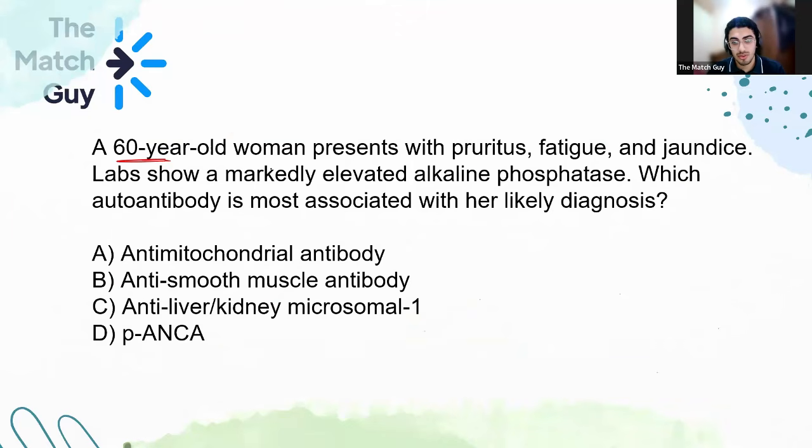Okay, we have a 60-year-old woman presenting with pruritus, fatigue, and jaundice. Labs show markedly elevated alkaline phosphatase. Which autoantibody is associated with her diagnosis?